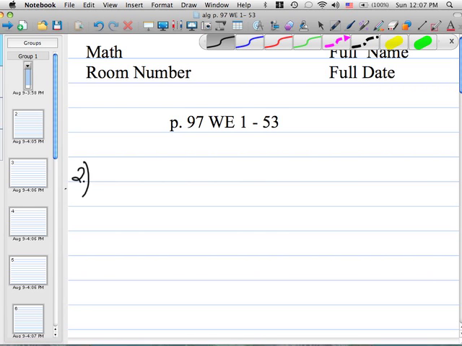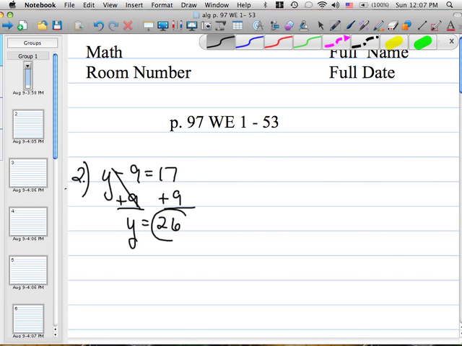Problem number 2, we have y minus 9 equals 17. I want y by itself, so the opposite of minus 9 is plus 9, and I do it to both sides. Opposites go out, y equals 26.